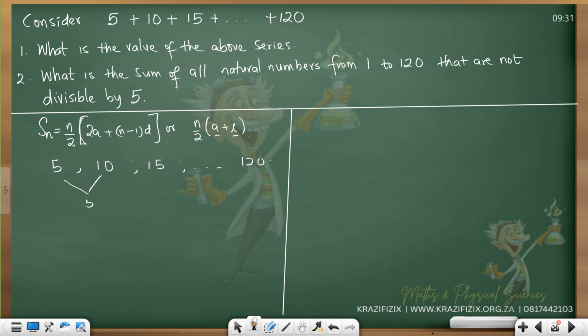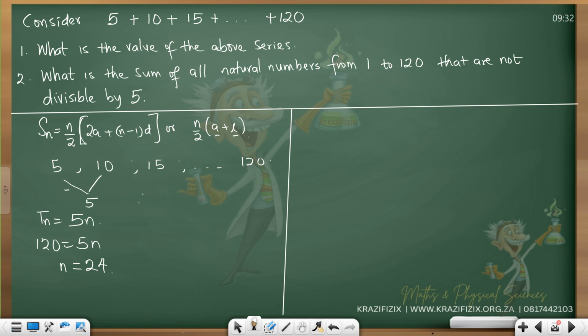Okay, difference is 5. So what is my Tn? 5n, because 5 minus 5 would give us a 0. Oh, beautiful. So what do we then know? If 120 equals 5n, what is n? 120 divided by 5 would give us what? 24, I think. 24. So there are 24 terms here.